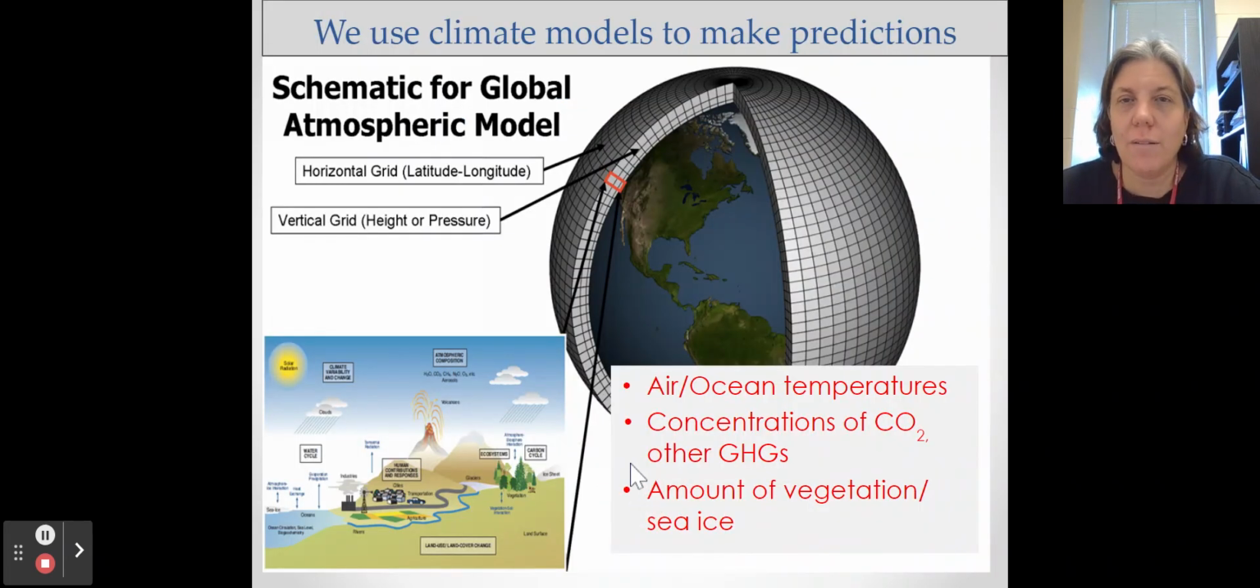And so what do we do? How do we make predictions? We use climate models to make predictions. And so all kinds of scientists are out there making climate models. Here's a schematic for a global atmospheric model right here. These models look at air and ocean temperatures, concentrations of CO2 and all kinds of other greenhouse gases, amount of vegetation, amount of sea ice. Modeling is a very good way to look at what might happen in the future. There's a lot of this going on right now.